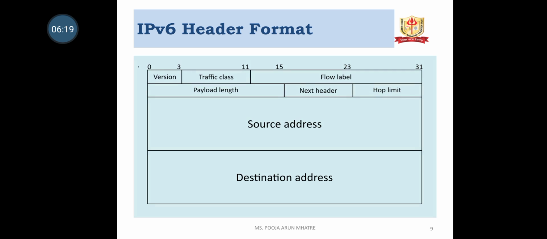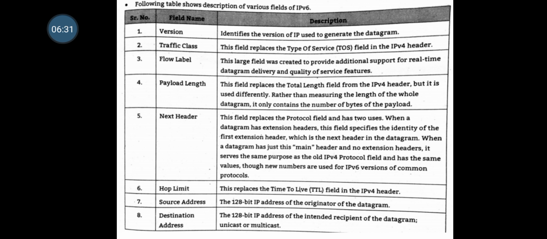The figure shows the IPv6 header format: version, traffic class, flow label, payload length, next header, hop limit, source address and destination address. Version. It identifies the version of IP used to generate the datagram. Traffic class. This field replaces the type of service field in the IPv4 header. Flow label. This large field was created to provide additional support for real-time datagram delivery and quality of service features. Payload length. This field replaces the total length field from the IPv4 header, but it is used differently.